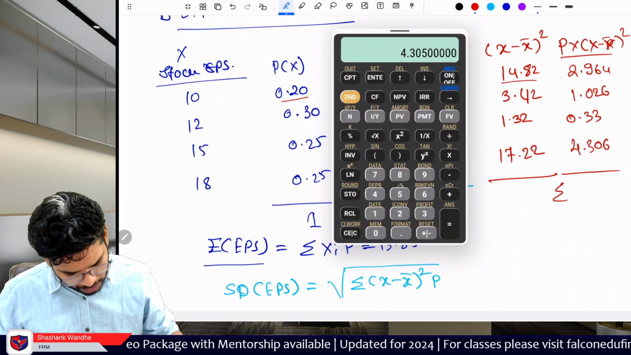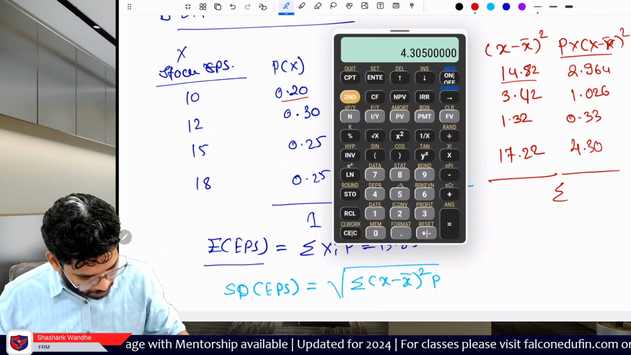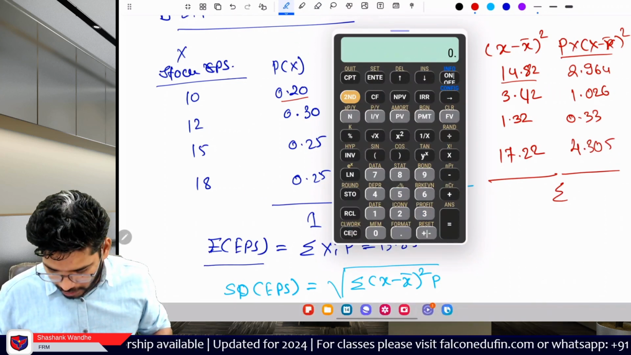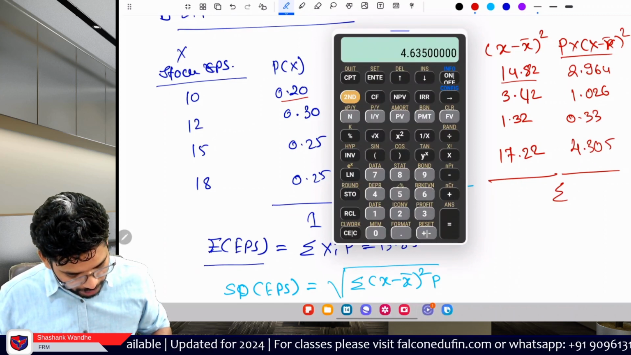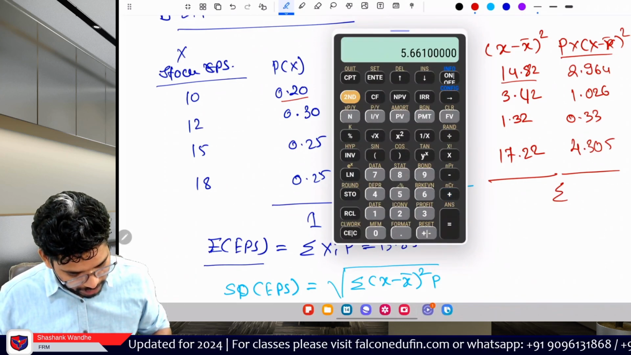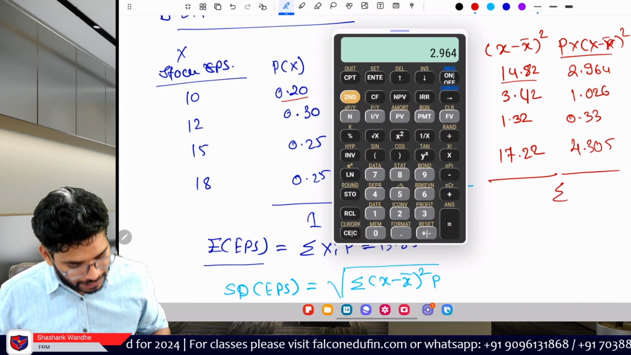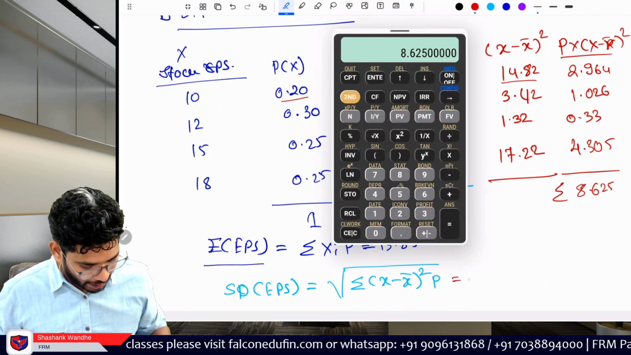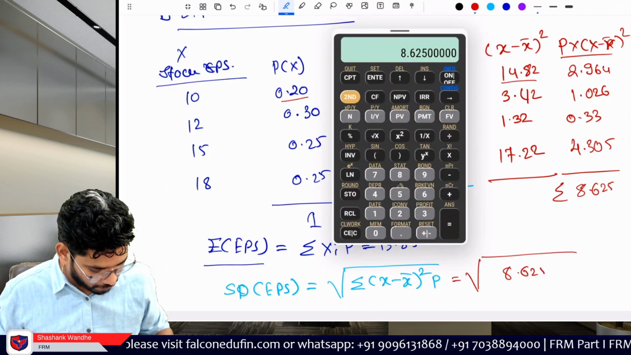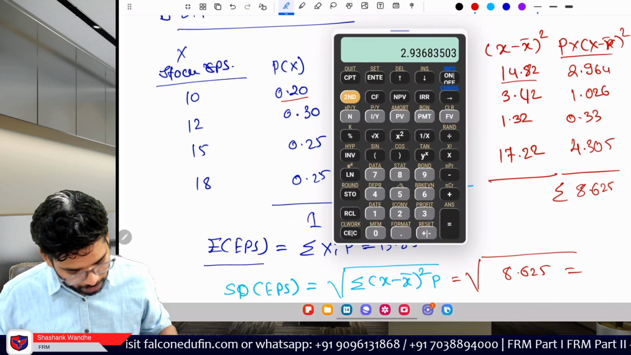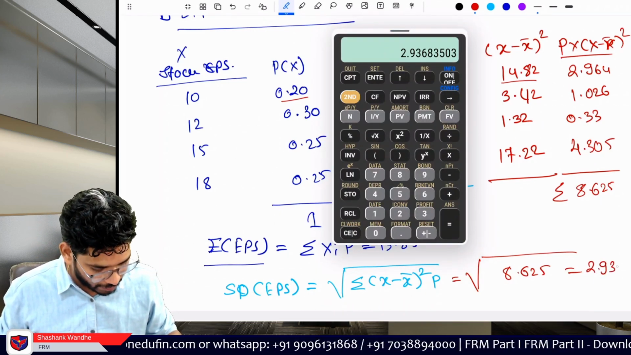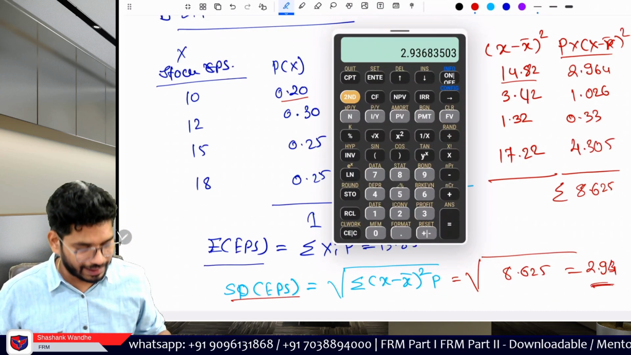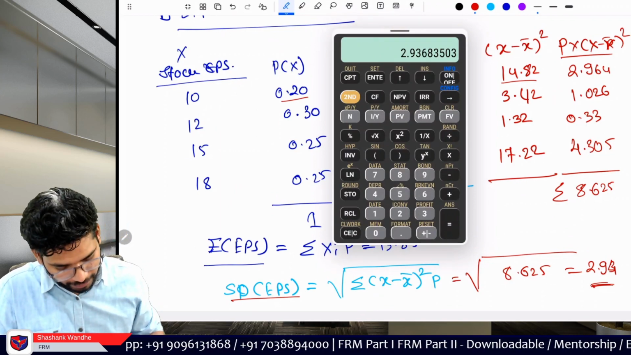Now you simply take the total of these values. So 4.305 plus 0.33 plus 1.026 plus 2.964, and the answer is 8.625. Then you take the square root of this, and the answer is 2.936, which is 2.94. So the standard deviation of this EPS is 2.94, and the expected value of the EPS is 13.85.